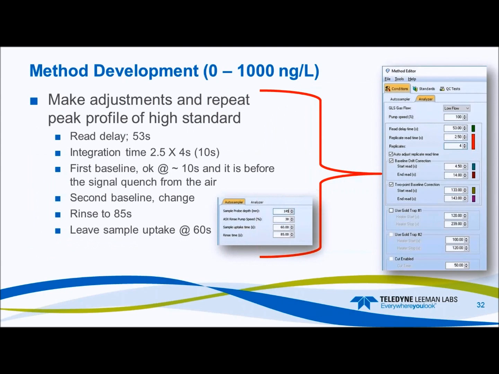So with that, I noticed that I changed the read delay as well, and I changed, like I mentioned, the integration time. First baseline was okay at 10 seconds. It's before the single signal quench. Second baseline, I changed slightly, and then the rinse from 85. And I'm going to leave the uptake at 60. That's not really going to give me a huge benefit at this point, so I left it at 60 seconds.